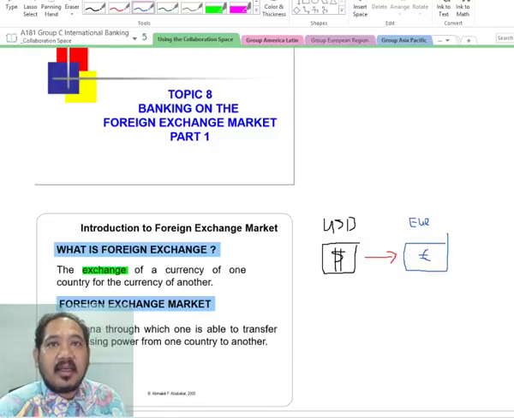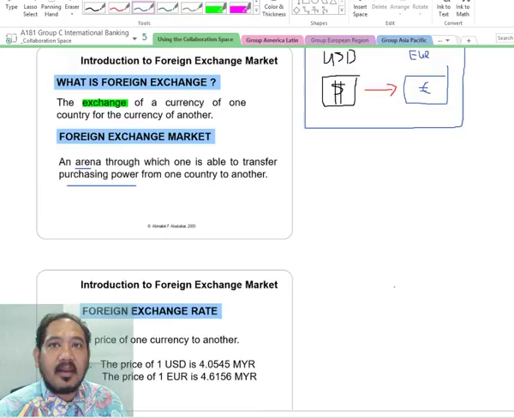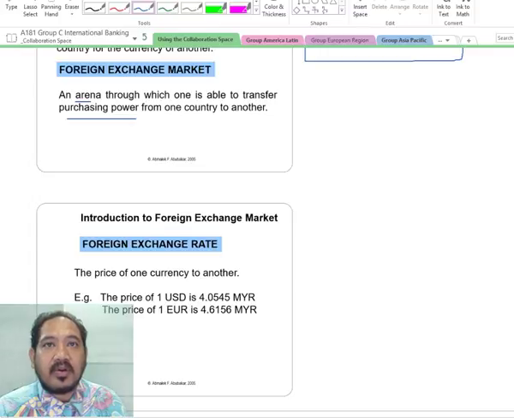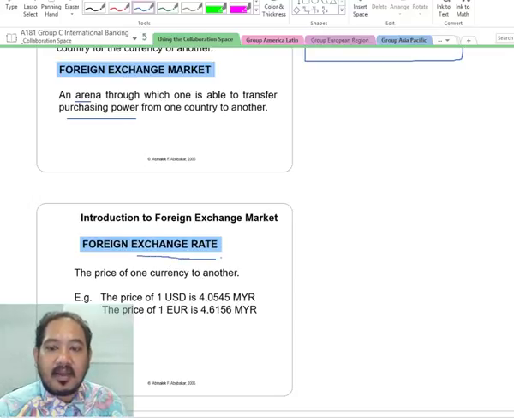And what exactly is the foreign exchange market? It is the arena in which a bank is able to transfer purchasing power from one country to another in the form of currency. So this is basically what foreign exchange means. A typical example I show you today is the exchange of US dollar to ringgit Malaysia, or the exchange of euro to Malaysian ringgit. This is exactly the exchange of a currency, and what we have here is an example of the exchange rate.